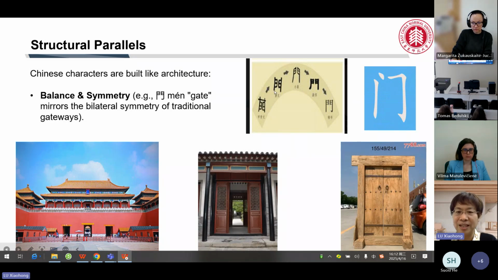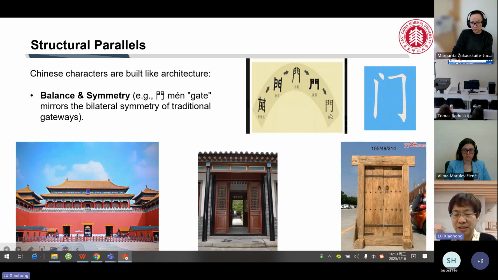Then it changed a little bit to make the writing easier. That's the bronze inscription. It has dropped this beam and changed into two here. Usually men means two door leaves. If it is just one, that means hu, which means only one door leaf. But here we have two door leaves, and then it gradually changed in this way.